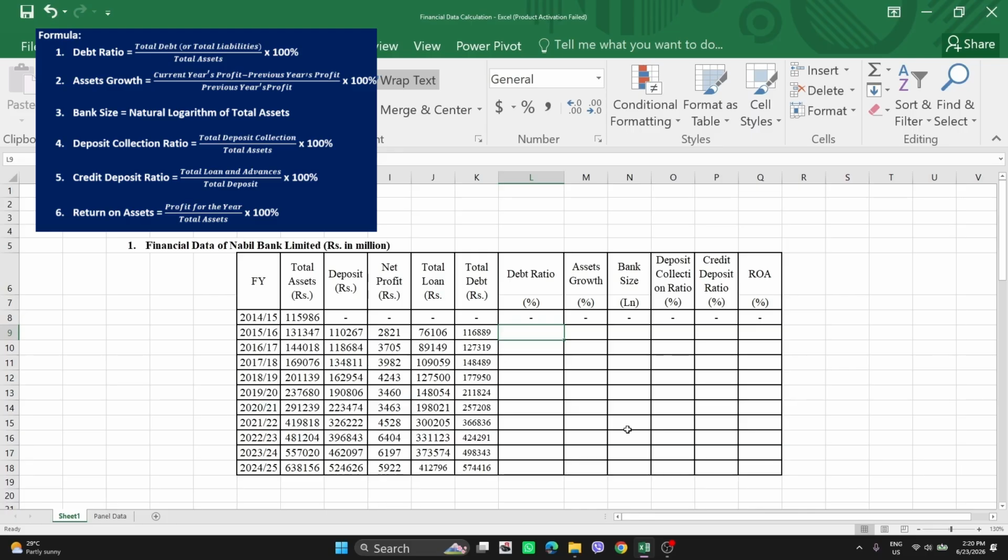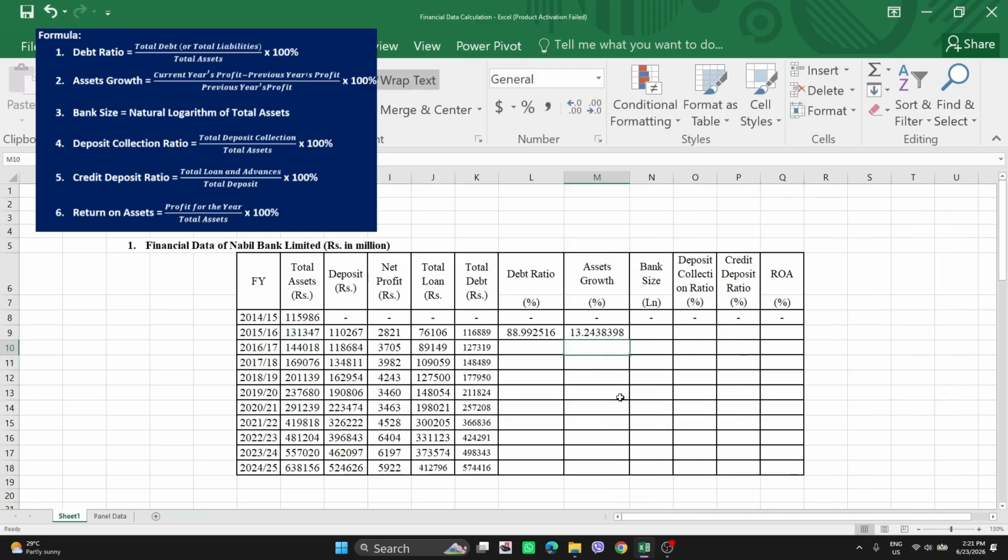And we can compute here by typing equals the data of total debt divided by the data of total assets multiplied by 100 percentage. Then after, we can calculate assets growth by typing equals bracket current year's total assets minus previous year's total assets close bracket divided by previous year's total assets multiplied by 100 percentage. Then we get the output of assets growth.